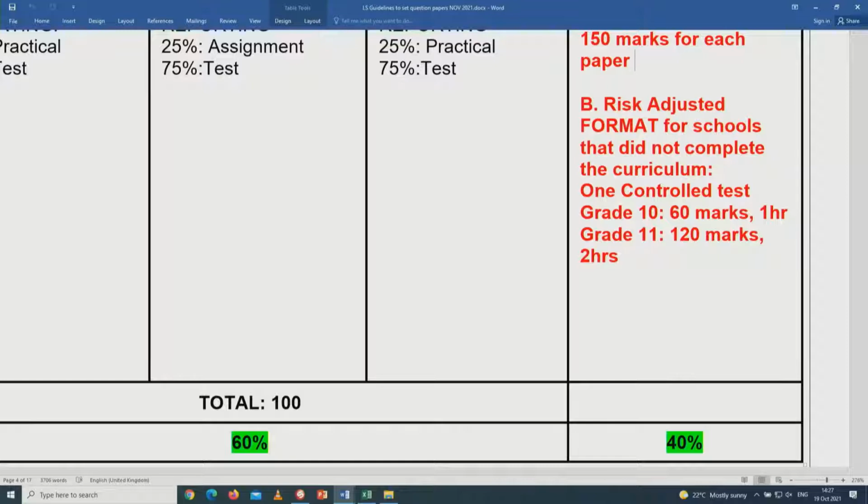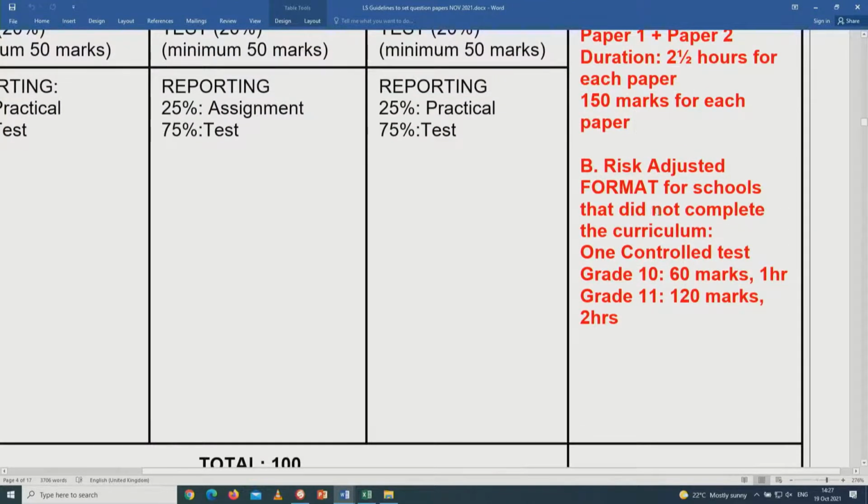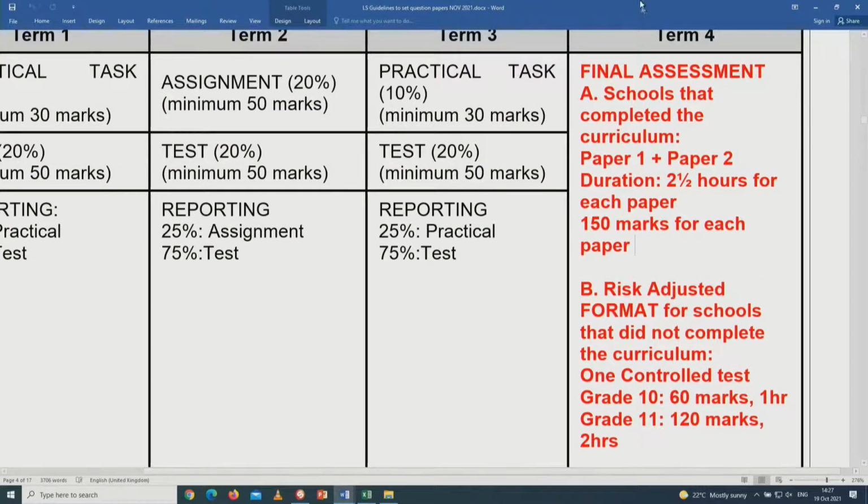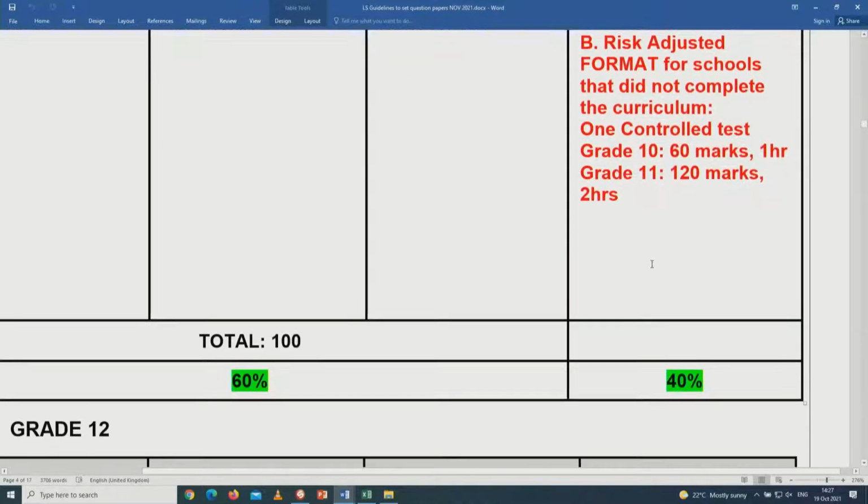Completed curriculum means all the content in the ATPs, plus the informal activities, the homework, the classwork, the class tests was done and completed. So schools that did not complete will have big difficulty in writing 2 fully fledged papers. So this is where the risk-adjusted format comes in.